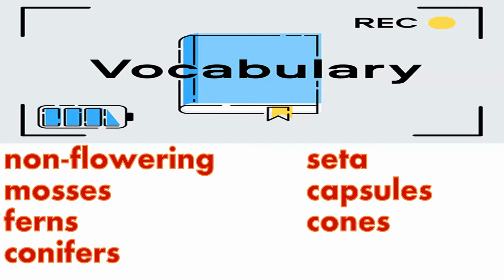Non-flowering, mosses, ferns, conifers, seta, capsules, cones. Okay, this time I want you to repeat after me. Say non-flowering. Next, mosses. Okay, next, ferns. Next, conifers. Next, seta. Okay, next one, capsules. And the last one is cones.